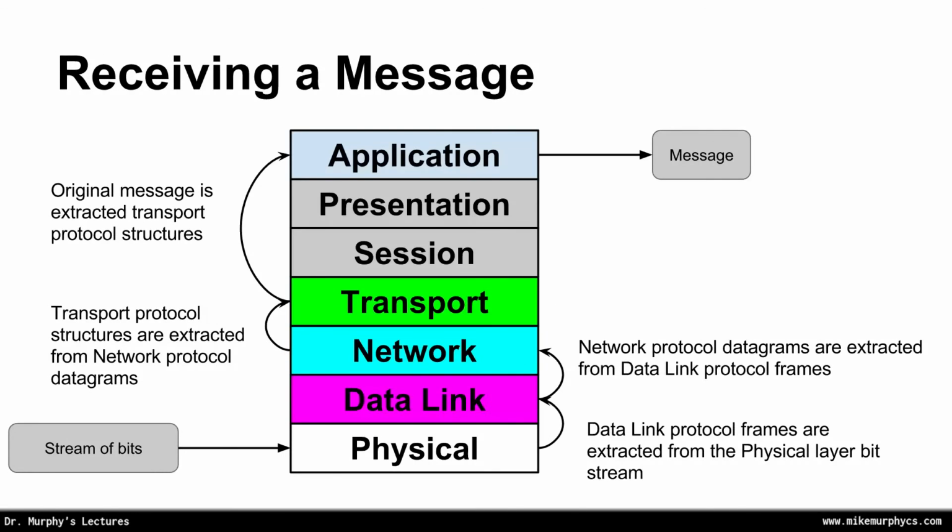At the receiving end, that stream of bits comes into the physical layer of the receiver and gets broken up into data link protocol frames. The network protocol datagrams are then extracted from those data link protocol frames, and the transport protocol structures are then in turn extracted from the network protocol datagrams. Finally, the original message can be reconstructed by the application layer from the transport protocol structures.